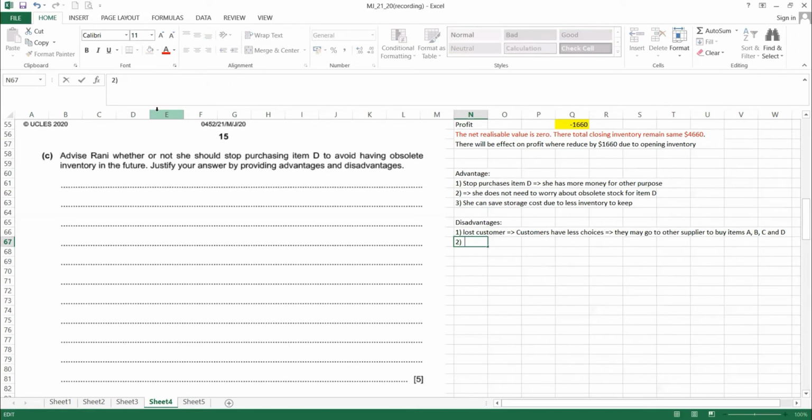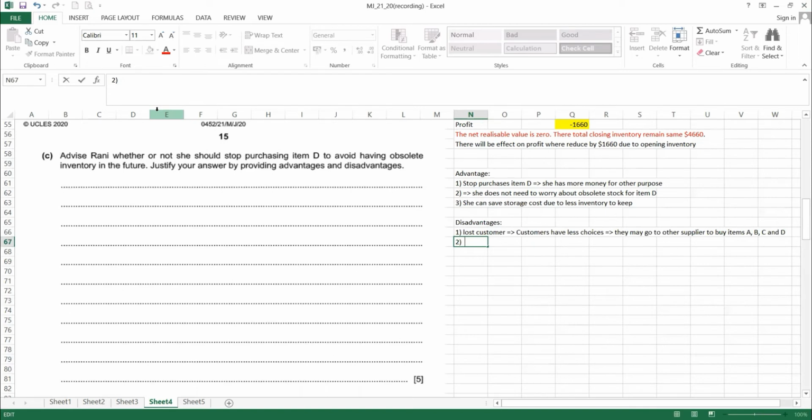Other than that, let's see how we are going to put it. Lost customers: the customer has less choices. They may go to other suppliers to buy items A, B, C, D.